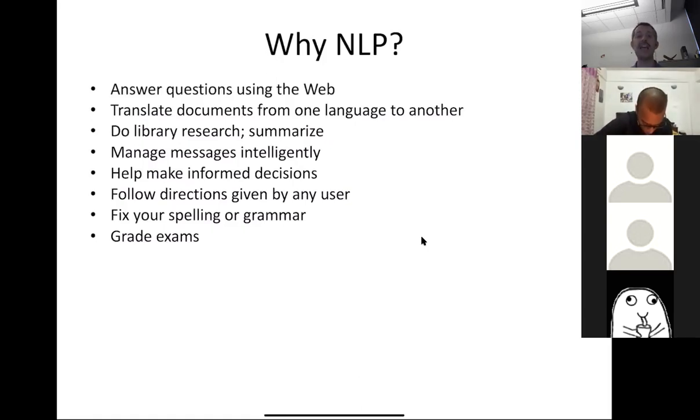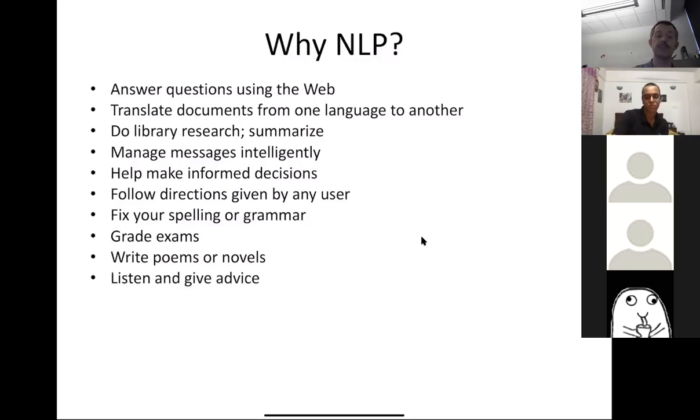So if you take the SAT, for example, which I think many of you probably did, at least those of you who entered an undergraduate institution in the United States, the writing portion of this is graded in part with natural language processing. Creative text generation, like writing poems and novels, was mentioned. To listen and give advice. To estimate public opinion. So how can NLP help us to estimate public opinion?